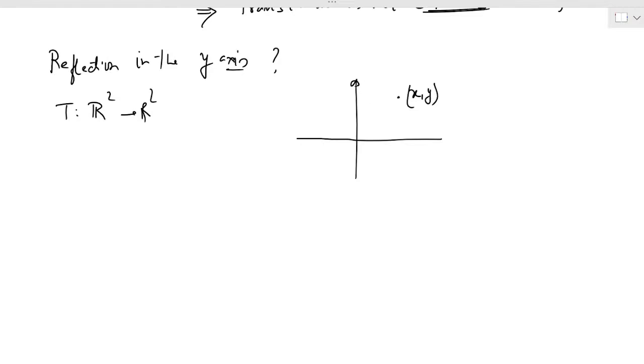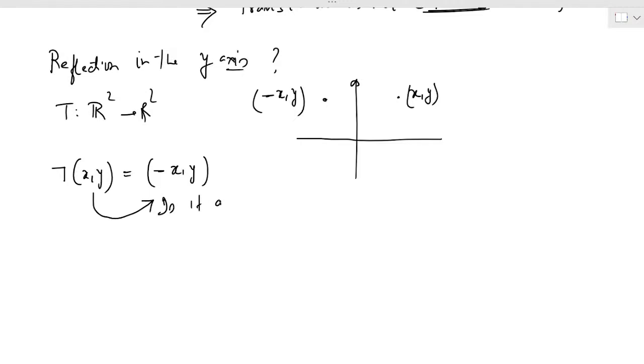So if I take a reflection along the y-axis, the point (x, y) goes to (minus x, y). Now this is my transformation. That is, if I supply my point (x, y), the image I'm going to get is (minus x, y). The question is, is it a linear transformation? The answer is yes, it is indeed a linear transformation.